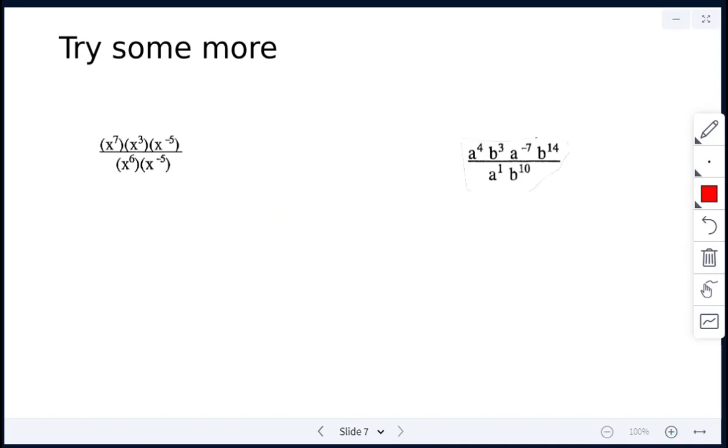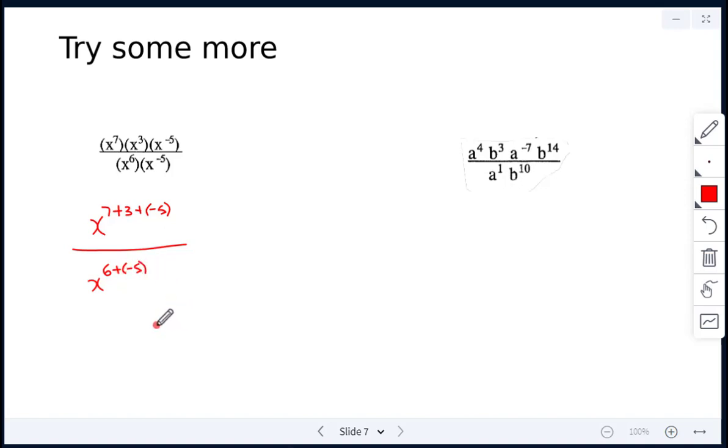All right, so this example that we have here, we're going to have to use our product law and then the quotient law. So looking at our numerator here, we have x to the power of 7 times x to the power of 3 times x to the power of negative 5. So we do add those using our product law. So it's 7 plus 3 plus the negative 5. And then our denominator, same thing, we have x to the power of 6 times x to the power of negative 5. So we have x to the power of 6 plus negative 5.